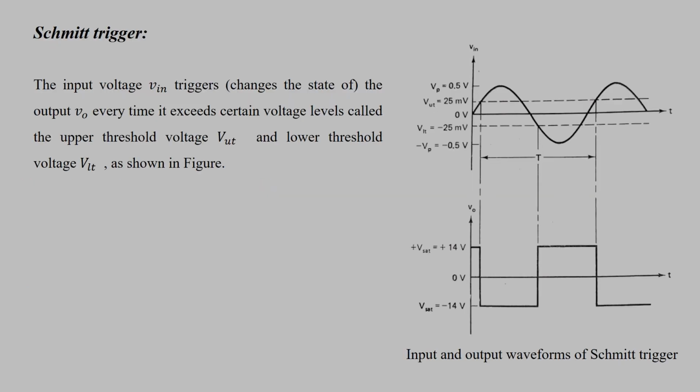The input voltage Vin triggers the change of state of the output voltage every time it exceeds certain voltage levels called the upper threshold VUT and the lower threshold VLT. These are as shown in the figure. Whenever the input crosses these threshold values, it changes the state.